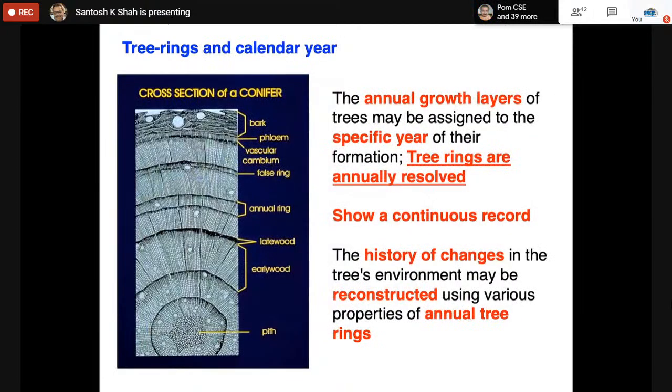Exactly, in the science of dendrochronology, the annual growth layers of trees may be assigned to the specific year of their formation. That is, the rings which are very close to the bark are the recent years.